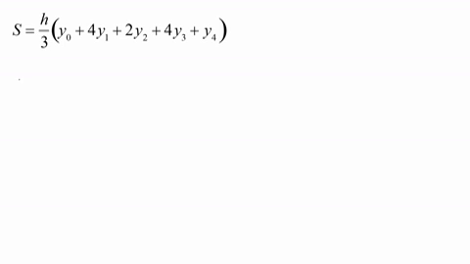So s equals, our h value is 1/2. So 1/2 divided by 3 is 1/6. Recall that our function is simply f of x is equal to x. So y sub 0 would equal, we're integrating from 0 to 2. So we want to evaluate function f at 0.